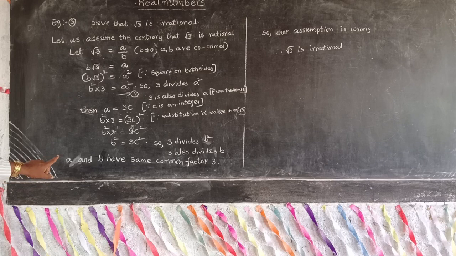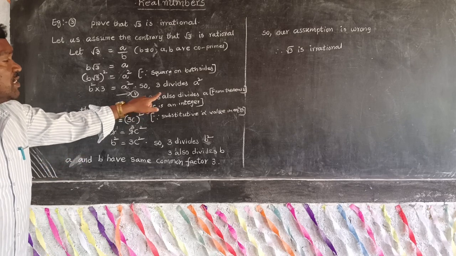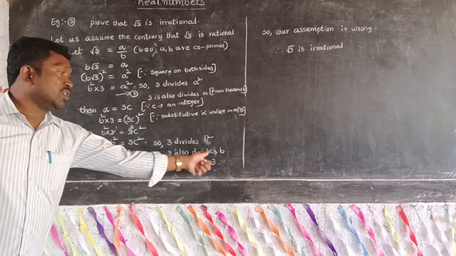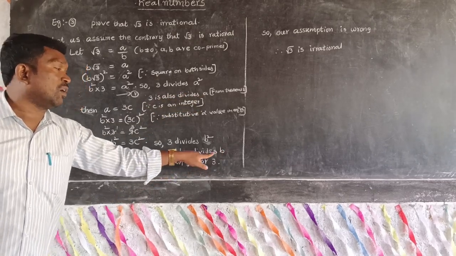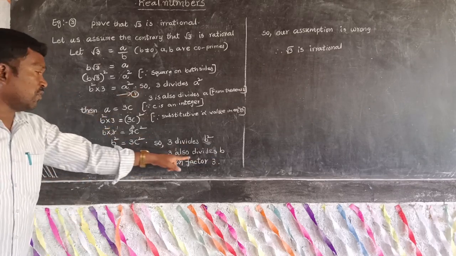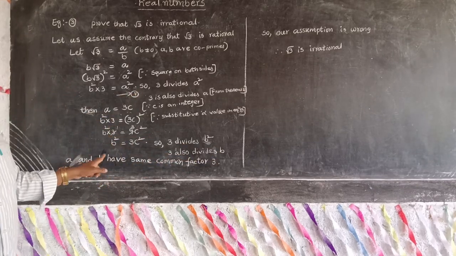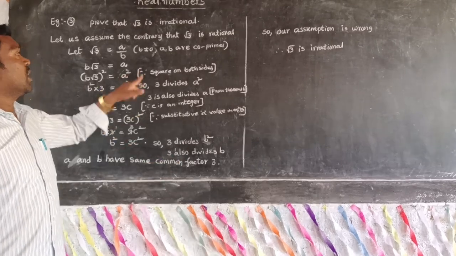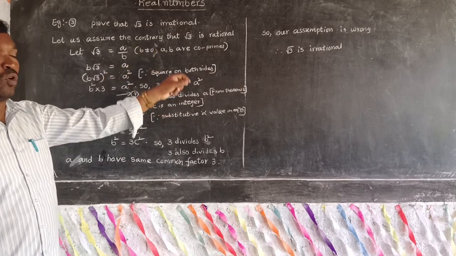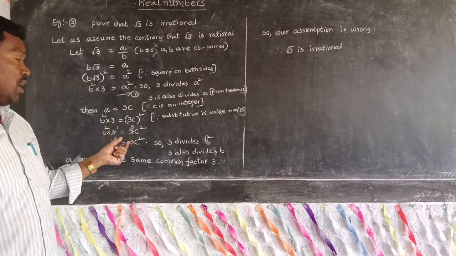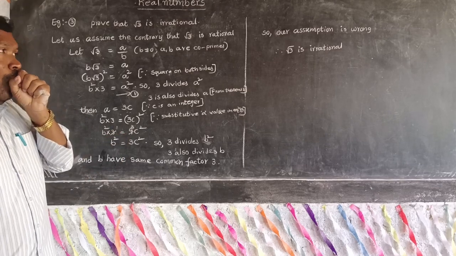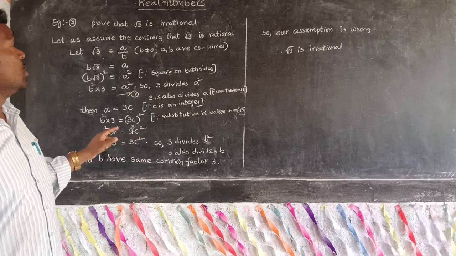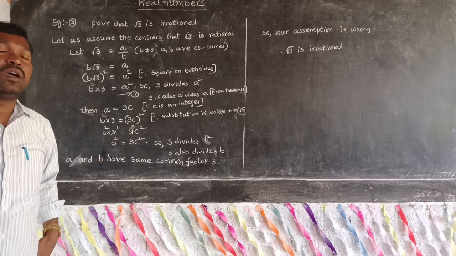Once again, here 3 also divides a, that means 3 is a common factor of a. 3 also divides b, that means 3 is a common factor of b. So both have the same common factor 3. But at the start we wrote that a, b are co-primes. This is a contradiction to our assumption. So our assumption is wrong. So root 3 is irrational.